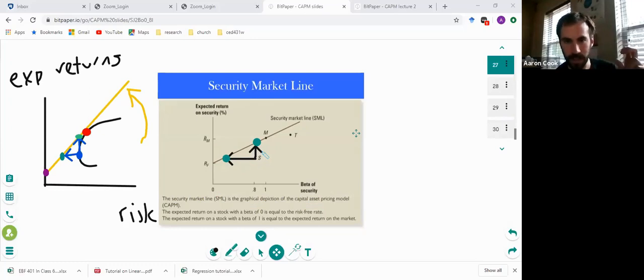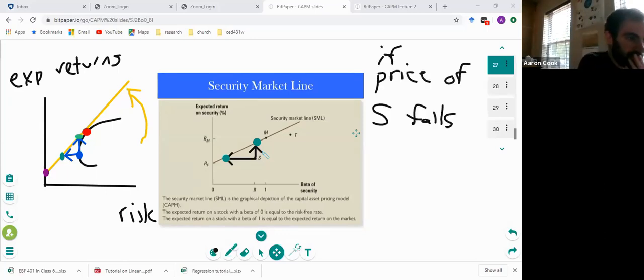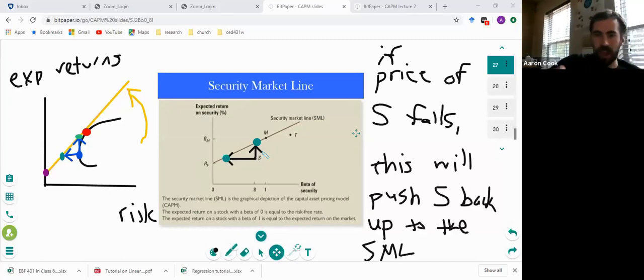If the price of asset S is falling, that means it's more of a bargain. And so even if its returns are small, the returns net of the cost are going to increase. You get more returns relative to the cost. So if the price of S falls, this is going to push S back up onto the security market line.